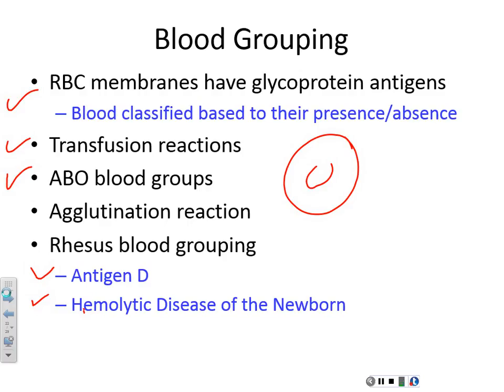Hemolytic disease of the newborn is caused by that IgG, which will cross the placenta, and it only happens if the mom is negative. Because when the mom is negative, it means she will have antibodies for the rhesus factor, for the rhesus antigen. And if the baby is positive, really?